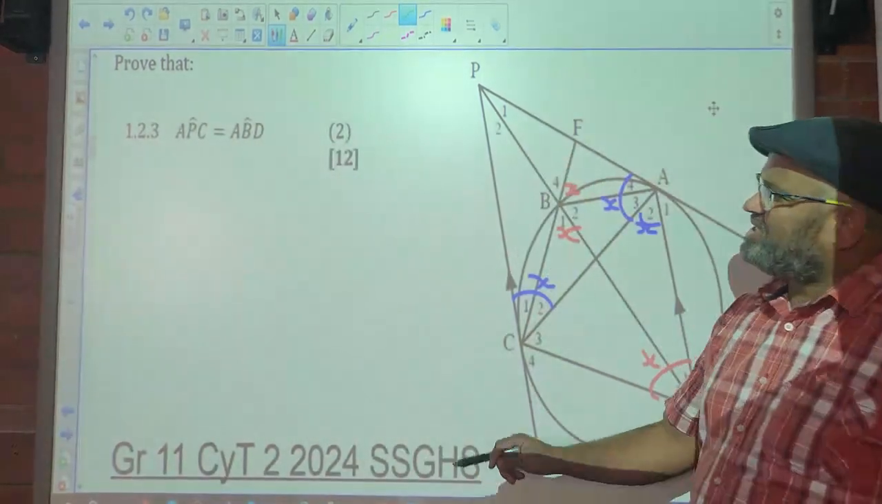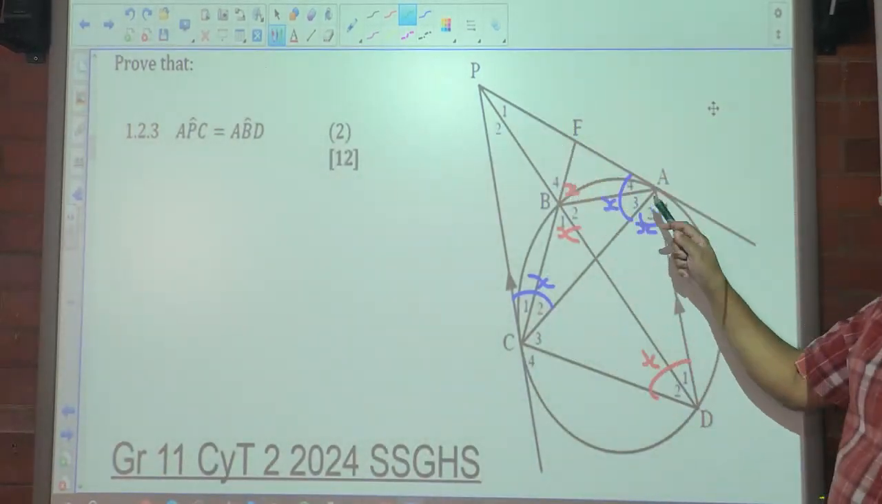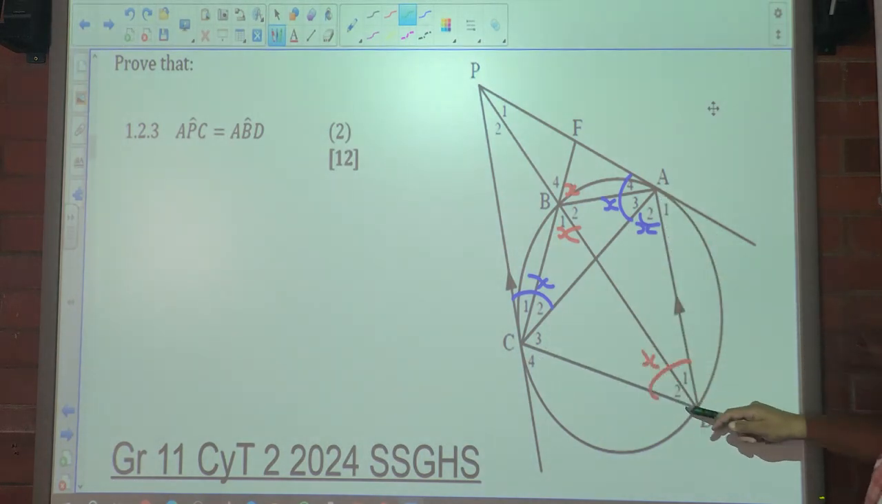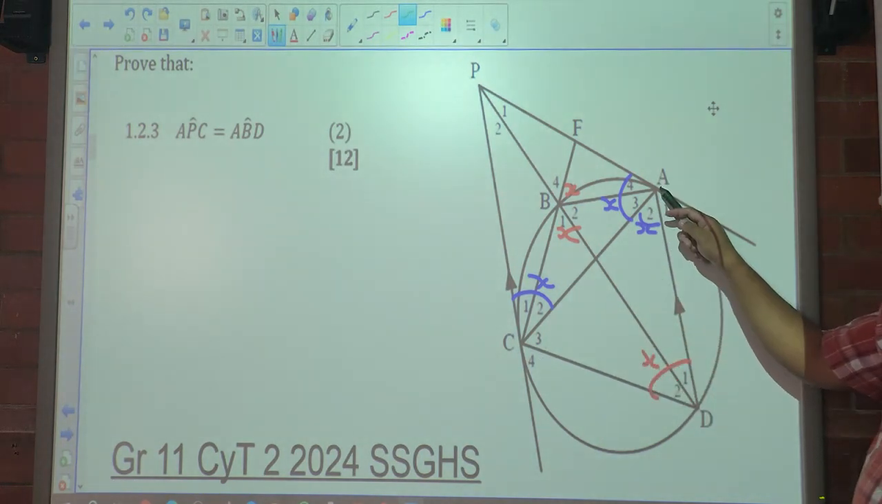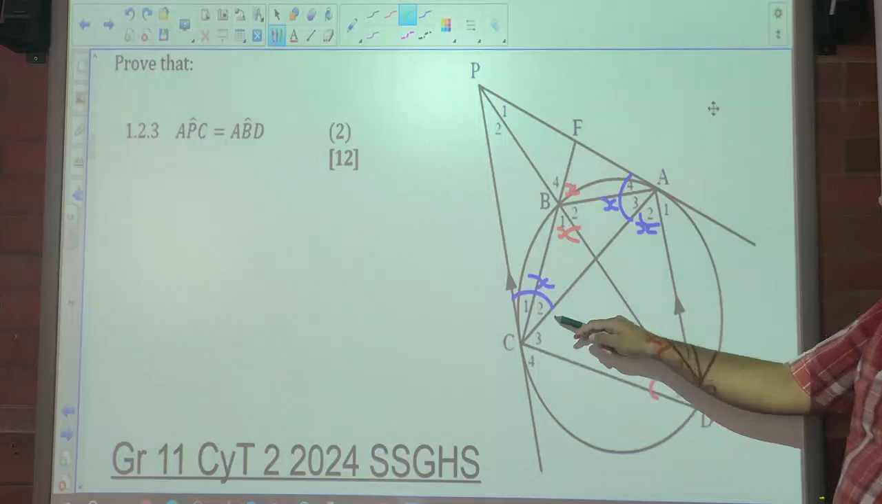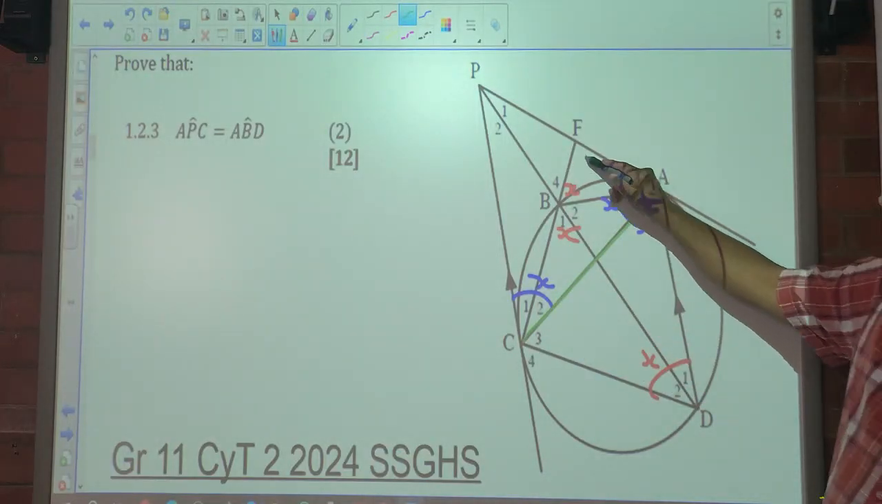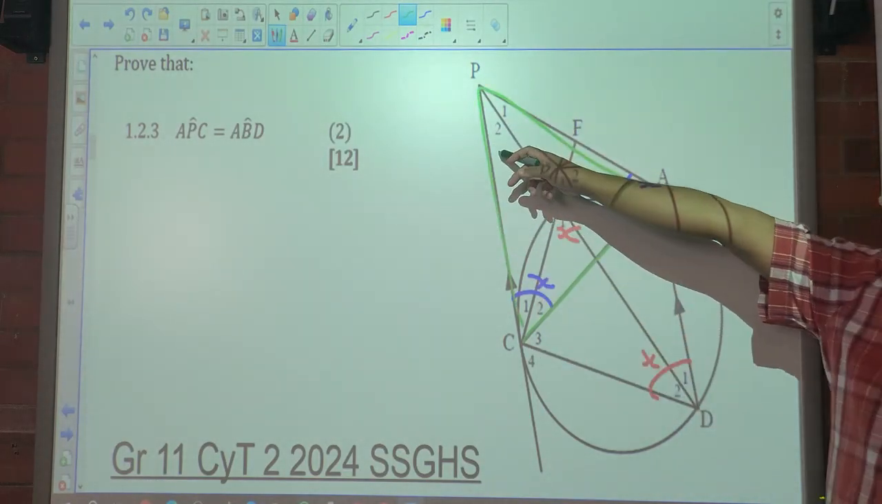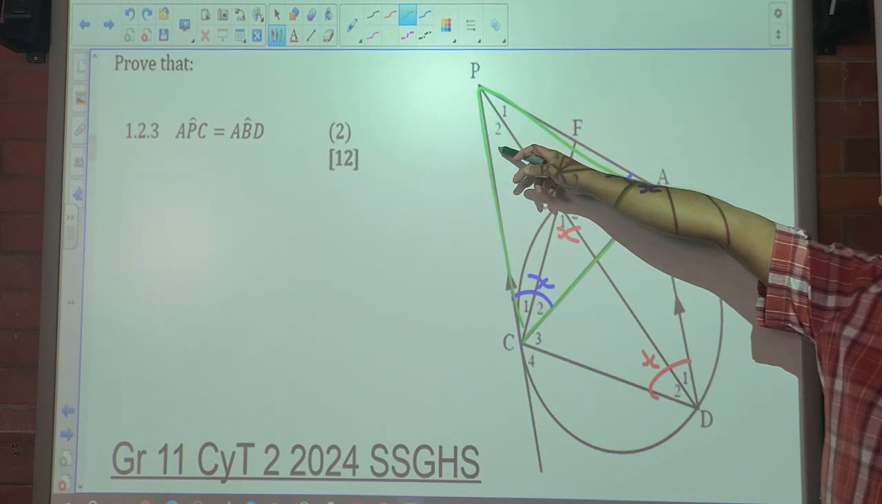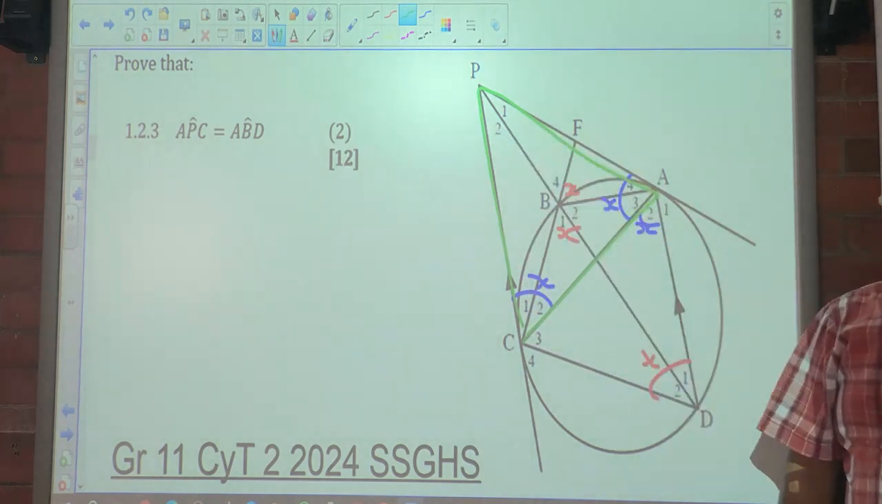Right, APC. Let's go. APC, how is it? Which is the combination of P1 and 2. So how do we calculate this?